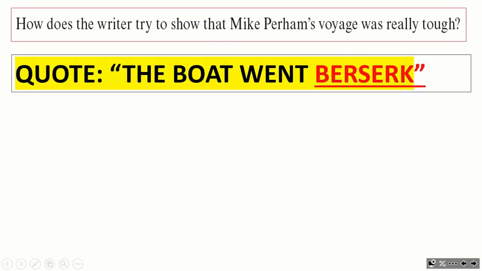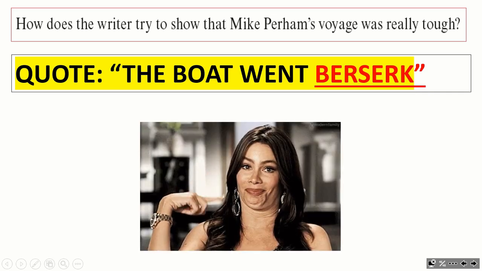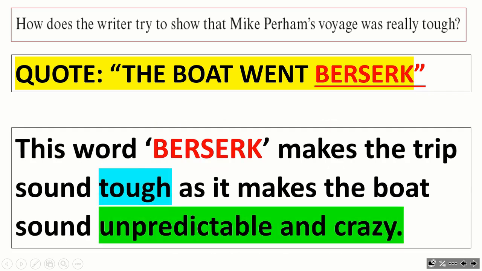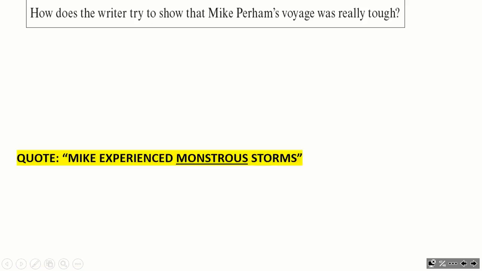Again, it says the boat went berserk. Again, be a human dictionary. What does it mean? It means out of control, erratic, unpredictable, crazy. So look at the answer here. Notice all these answers as well: one or two sentences, not nine or ten.